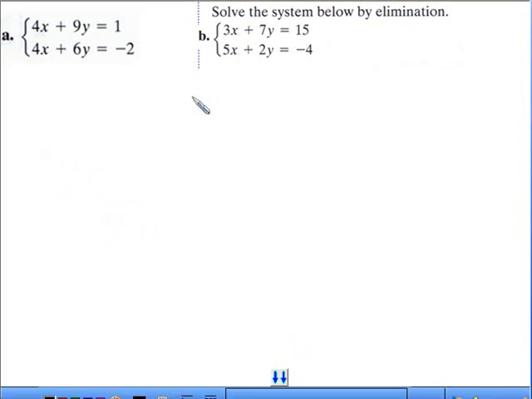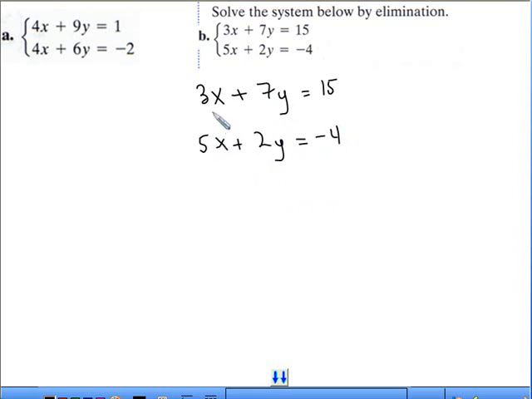Now this problem here, we've got 3x plus 7y is equal to 15. And then we have 5x plus 2y is equal to negative 4. Now in order for either the x or the y to eliminate, we're going to need to make the numbers in front the same. First, you need to choose which variable to eliminate. It doesn't matter which one. You could have y eliminate or you could have x, but you have to choose one.